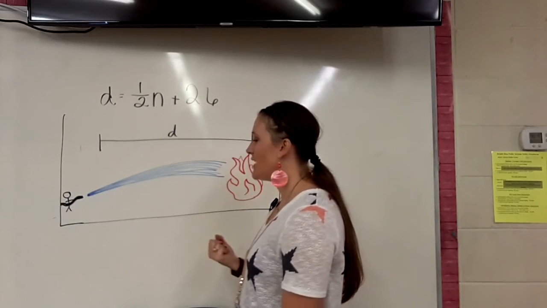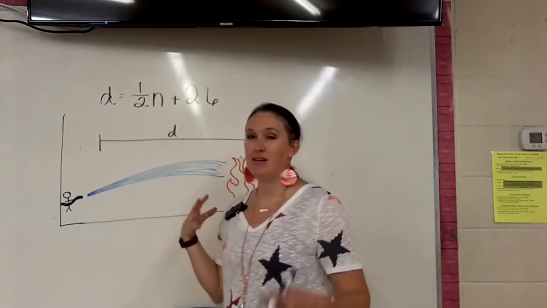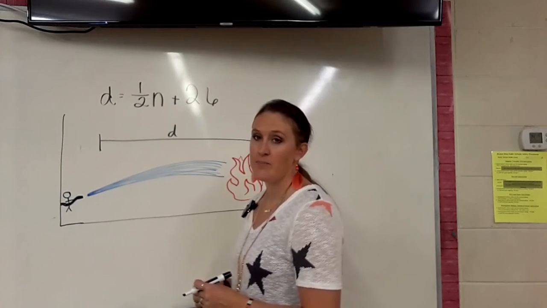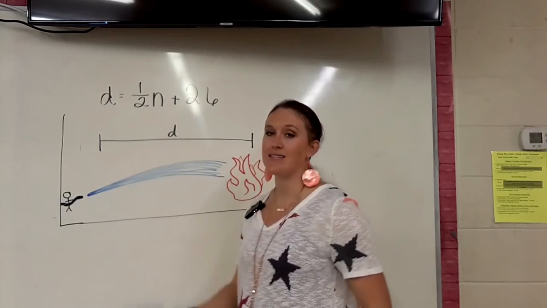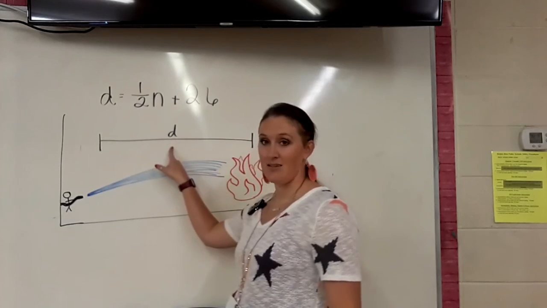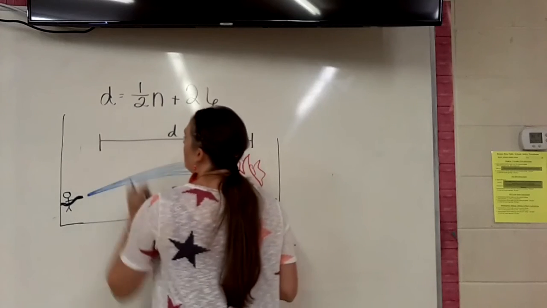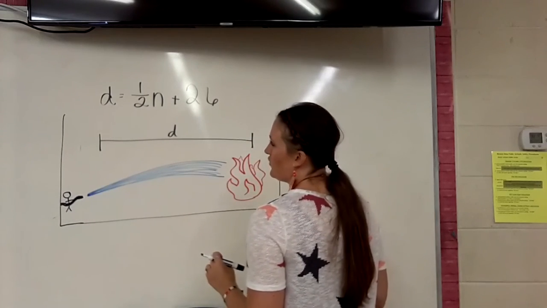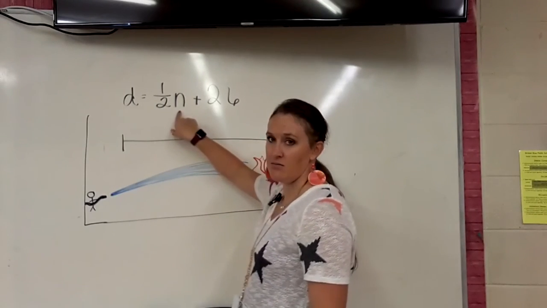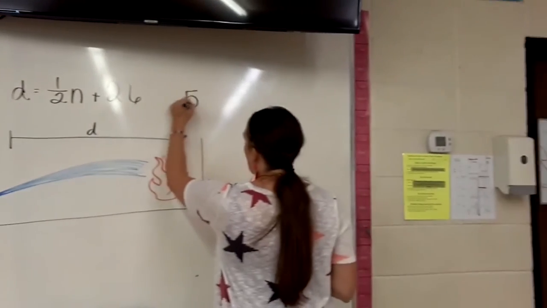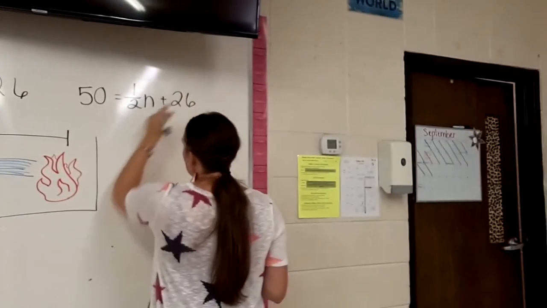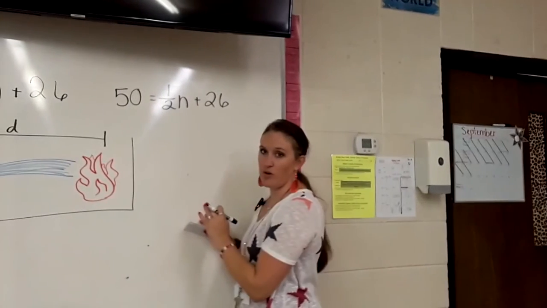It said what pressure on the fire hose is needed to reach a fire that is 50 foot away. So they gave us 50 feet. We have to figure out if that is D or N. They told us 50 feet away is the distance of how far the water can go. So 50 is what would be represented by D in this formula. And they asked, what is the pressure needed? So we're looking for N. D is now 50, and we don't know N, but that's what we're looking for. Now that we know the distance, we can solve for it.